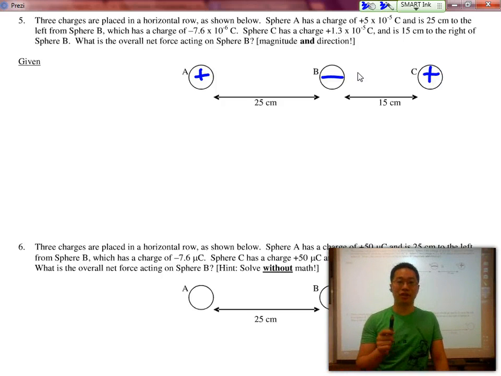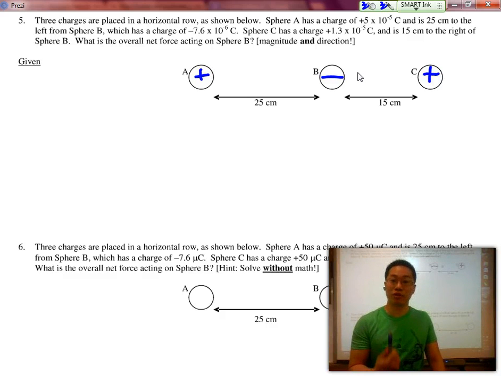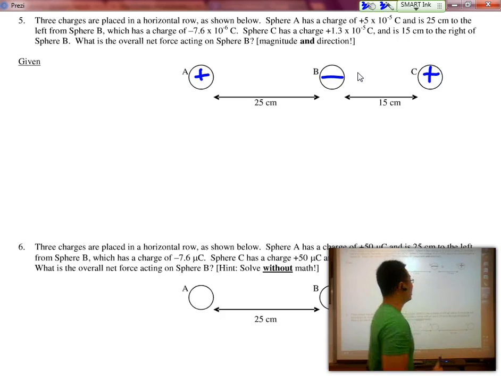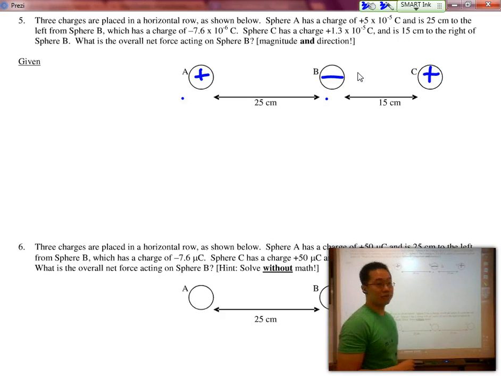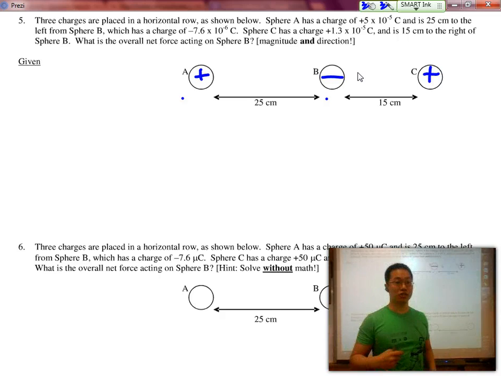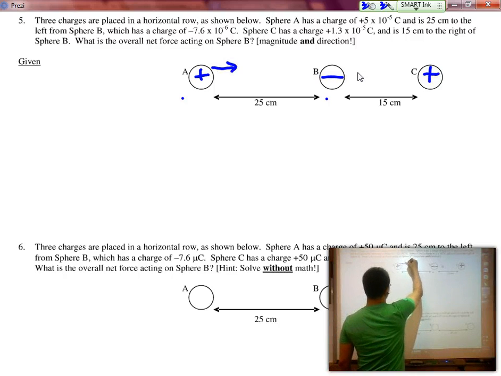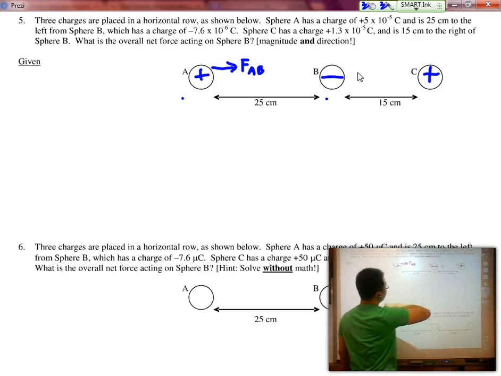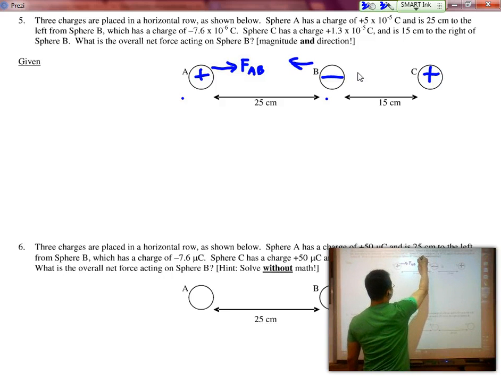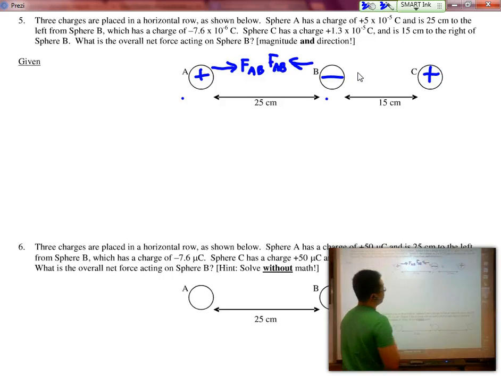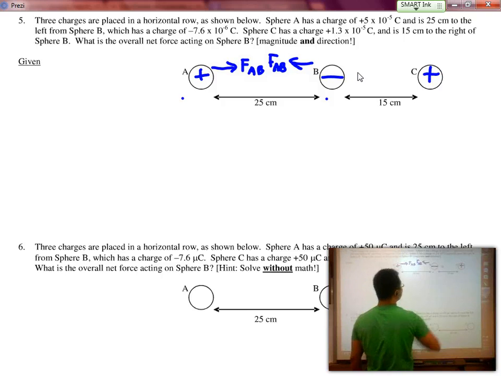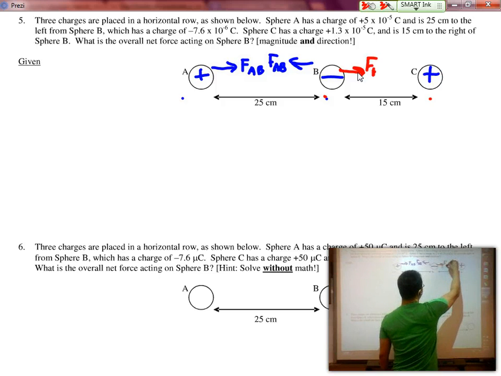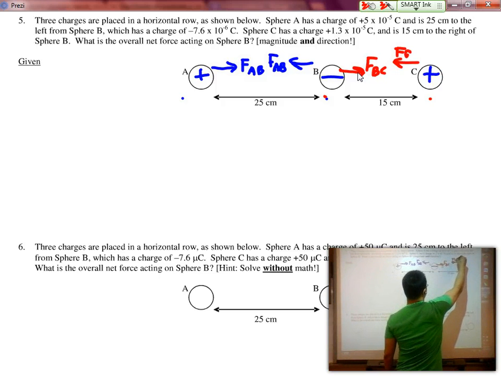And this is when the charge signs matter, because we have to figure out what's going to happen between the forces. So right now, between spheres A and B, I know that they are opposite charges, so they are going to attract towards each other. So therefore, sphere A would feel a force one way, and sphere B, of course, would feel the exact opposite force in the opposite direction, because they are going to attract towards each other. Meanwhile, B and C are both opposite charges as well, so they're going to attract. So we have FBC and FBC.